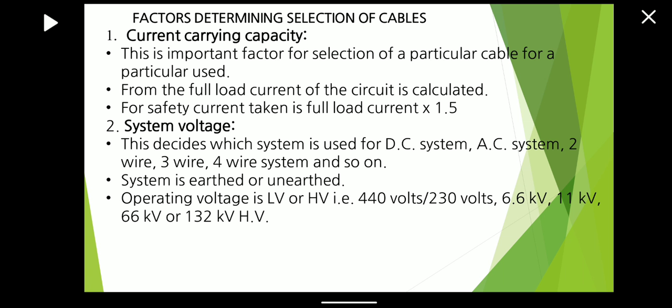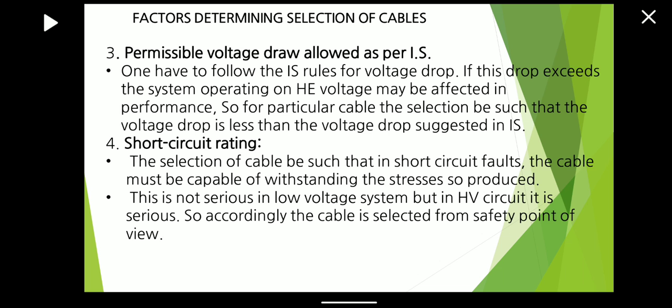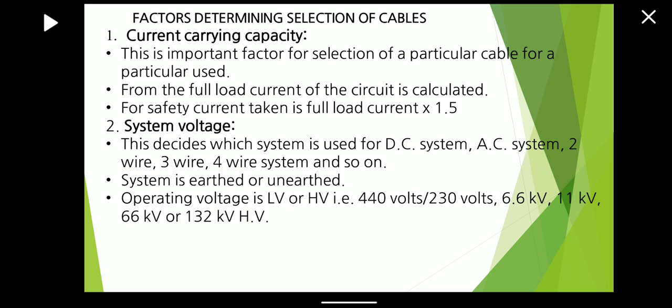Next are the factors determining the selection of the cable. So the first factor is current carrying capacity. This is a very important factor for selecting particular cables for a particular use. From the full load current of the circuit is calculated. For safety, the current taken is full load current into 1.5.